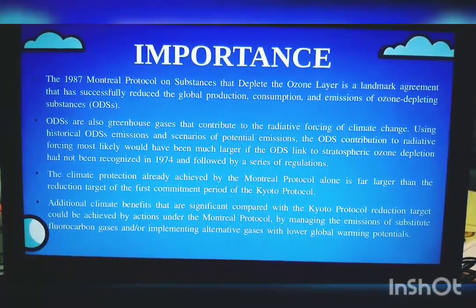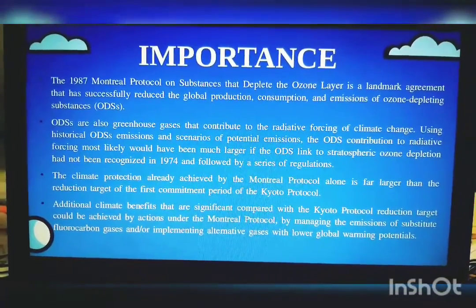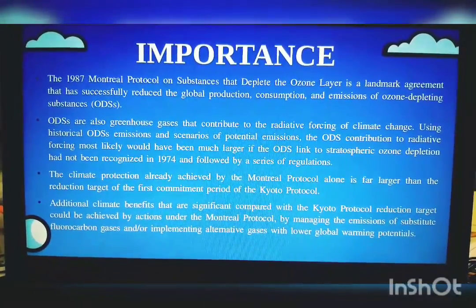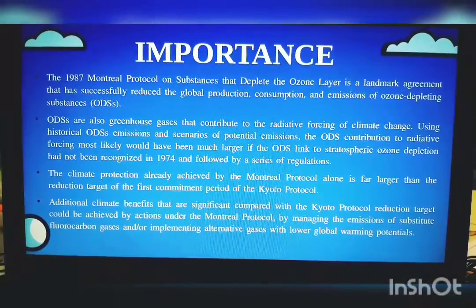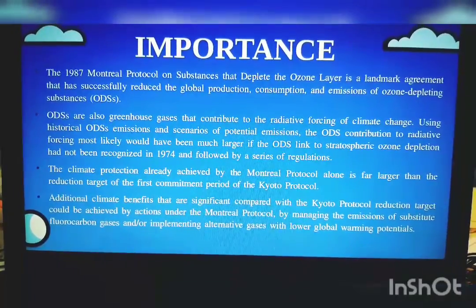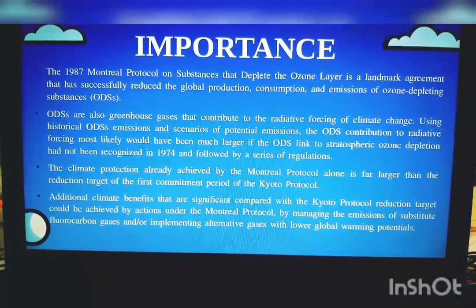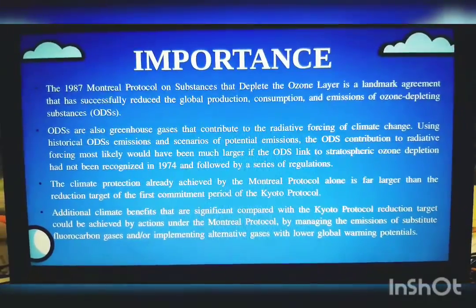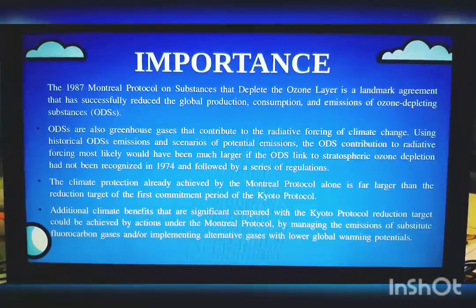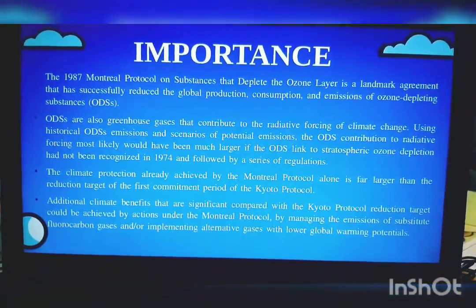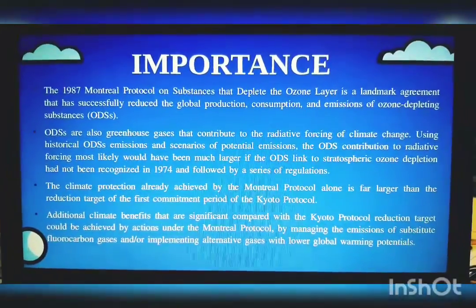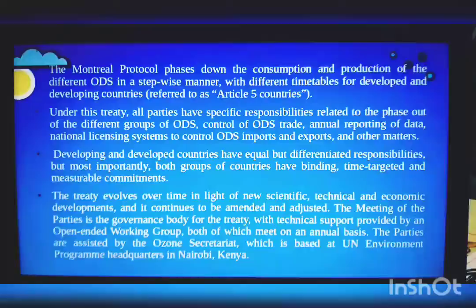followed by a series of regulations. The climate change mitigation already achieved by the Montreal Protocol alone is far larger than the reduction target of the first commitment period of the Kyoto Protocol. Additional climatic benefits that are significant compared with the Kyoto Protocol reduction target would be achieved by actions under the Montreal Protocol, by managing the emissions of substitute fluorocarbon gases and or implementing alternative gases with lower global warming potentials.